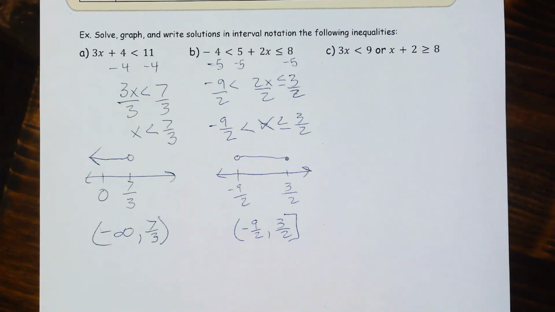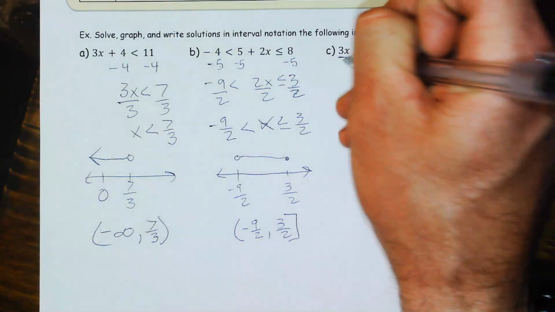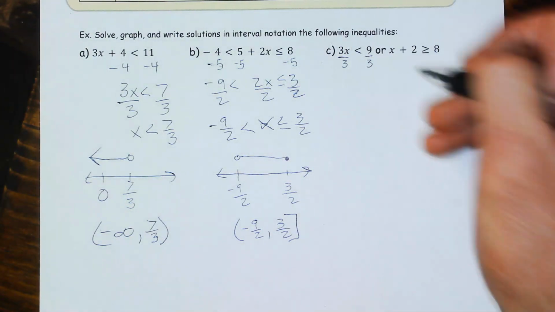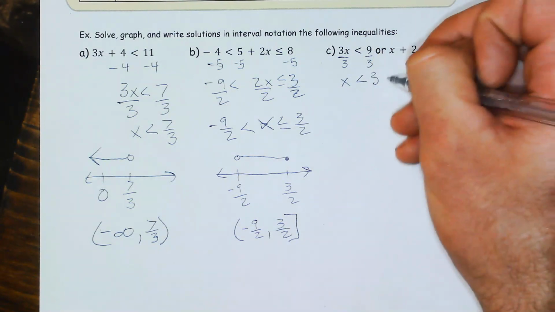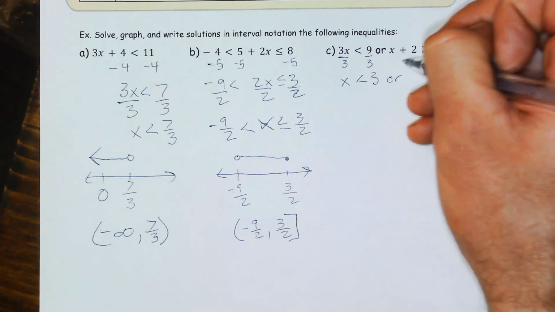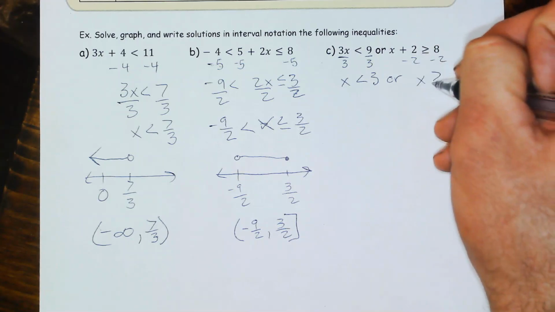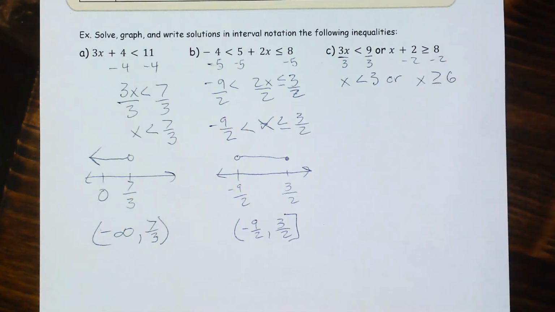Okay, so that is part B. And then part C, this one's just, I put an easy solving one on there so you could see an or. X is less than 3, or, subtract 2, x is greater than or equal to 6. So if it's written as an or, you have 2 equations essentially to solve. And then go from there.